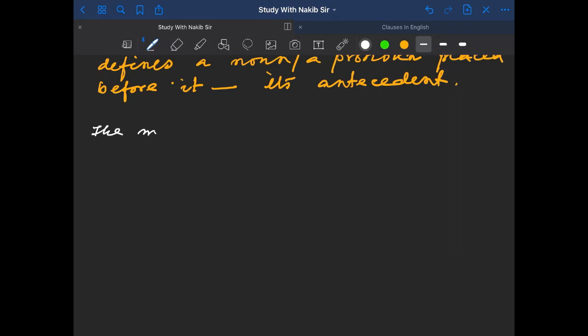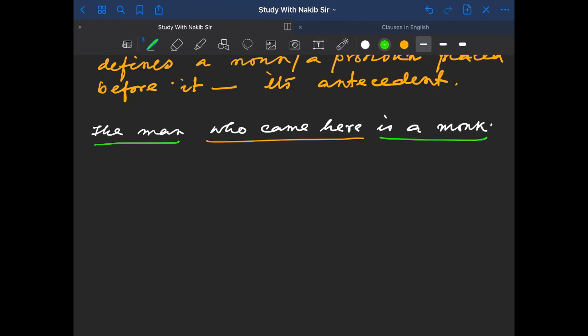The man who came here is a monk. Okay, who came here is a part, and the man is a monk.